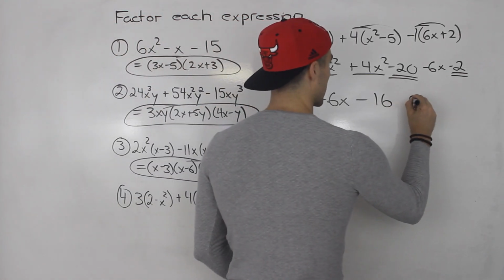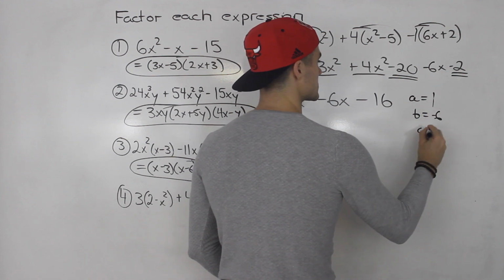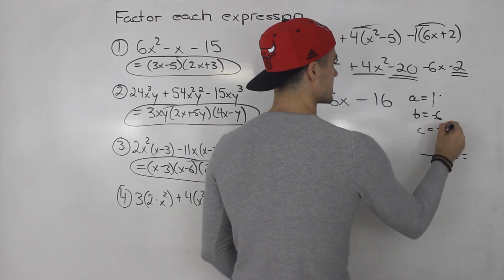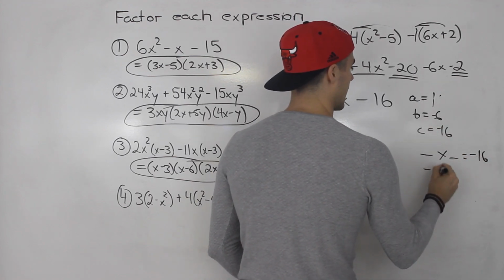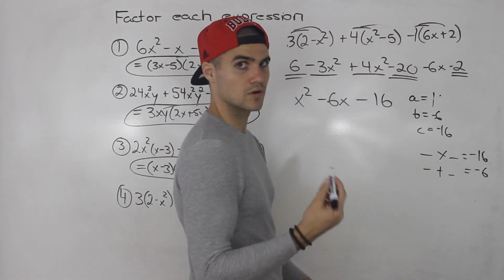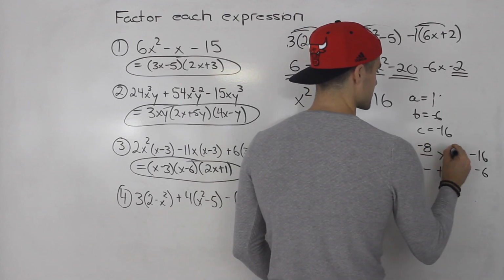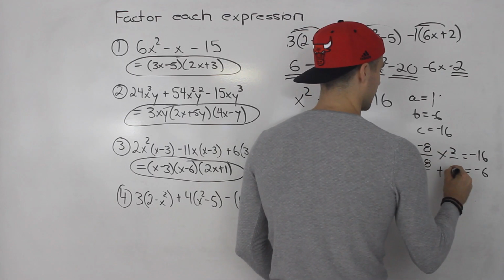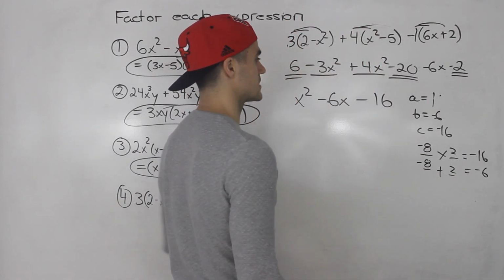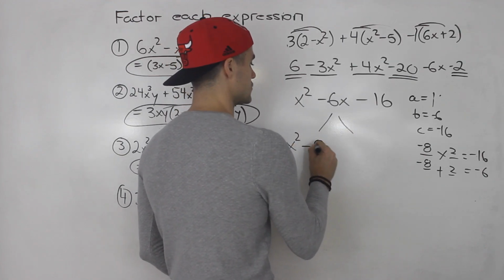So let's check if we could factor it. We got an a value of 1, a b value of negative 6, a c value of negative 16. Two numbers that multiply to a times c, which is negative 16, and add up to negative 6. Do any numbers work for that? Well, negative 8 and positive 2 work. Negative 8 times 2 is negative 16. Negative 8 plus 2 is negative 6. So we could decompose that middle term into those two terms.